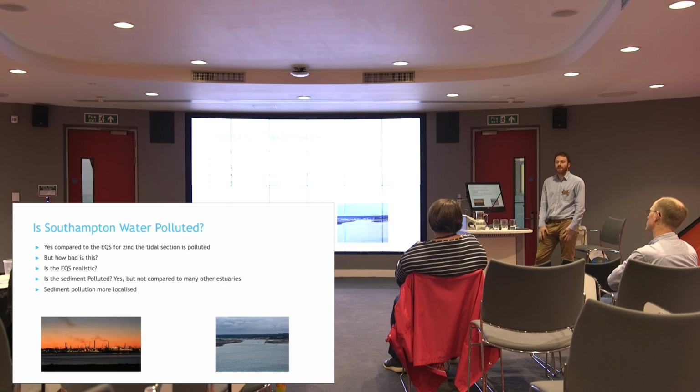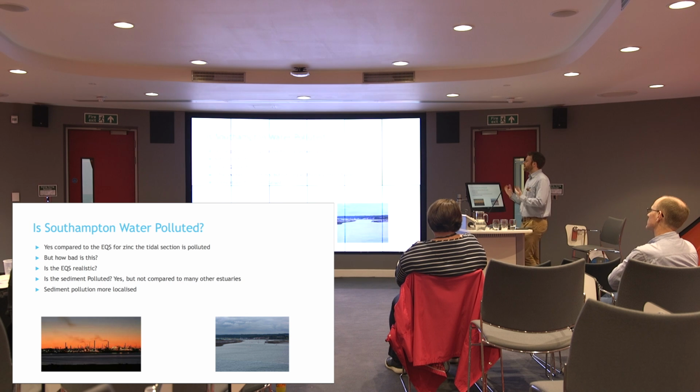Okay, so from this, this is sort of an interim conclusion. What conclusion can we draw? Is Southampton Water polluted? Well, yes, if we compare it to the marine environmental quality standard of 7.9 micrograms per litre for zinc, it is saying it is polluted. But the levels we're seeing in the water column aren't actually going to have any significant impact on marine life. So how realistic is it that this is going to cause any problems?